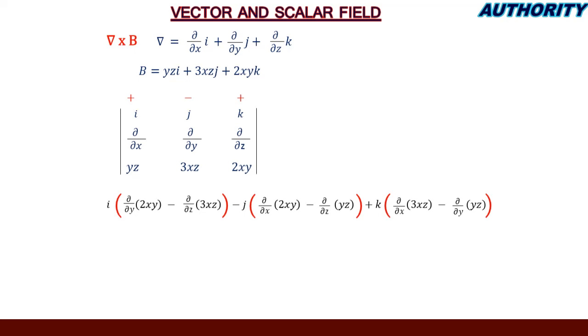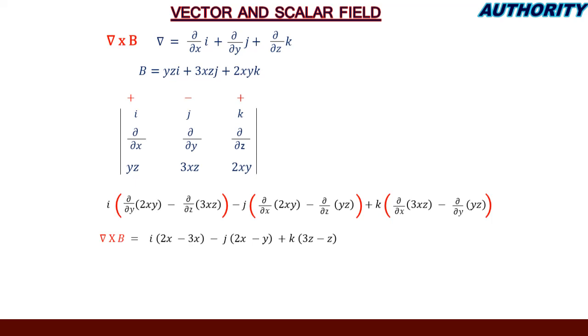In the first one, we have the partial derivative with respect to y multiplied by 2xy. So that means we are going to find the partial derivative with respect to y of 2xy. When you solve, it's going to give you 2x. Okay, yes, we have minus the next one. We have the partial derivative with respect to z of 3xz. When you simplify, it's going to give you 3x. Okay, yes, minus j. On j, we have the partial derivative with respect to x of 2xy, so we are going to have 2x also. Then the next one, the partial derivative with respect to z of yz is going to give you y. So we have minus y, right?